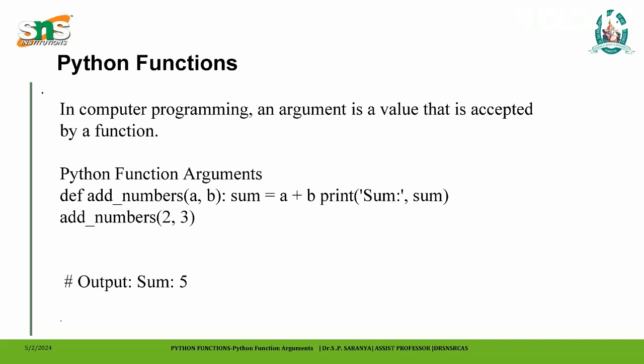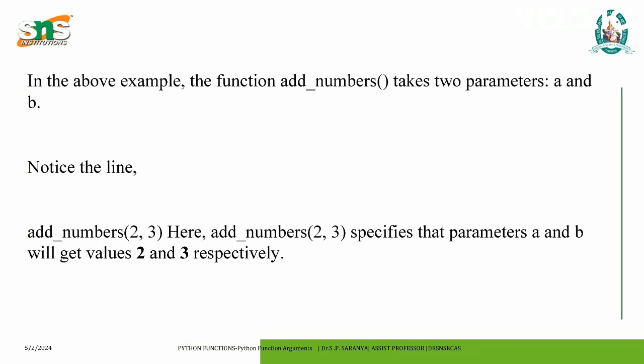These values are called arguments. For example, consider the definition of the add function. Here a and b are the parameters; parameters receive the passed values. The values used for these parameters in the function call are the arguments. In the above example, the function add_numbers takes two parameters, a and b. Notice the line add_numbers(2, 3). It specifies that parameters a and b will get values 2 and 3 respectively.